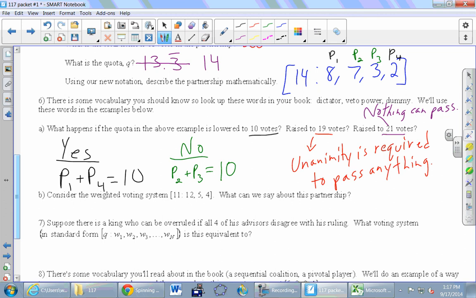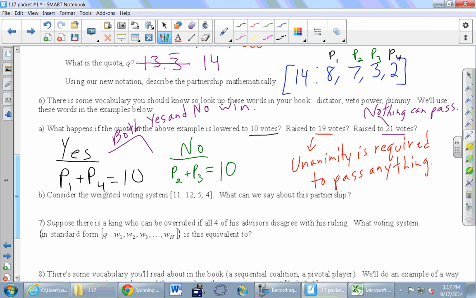Yeah, I didn't write that down. Thank you for pointing that out. So I will say that in that case, both yes and no win, which is a problem. We can't have a motion simultaneously pass and fail. You're welcome. Okay, part B says consider this weighted voting system, 11, 12, 5, 4.